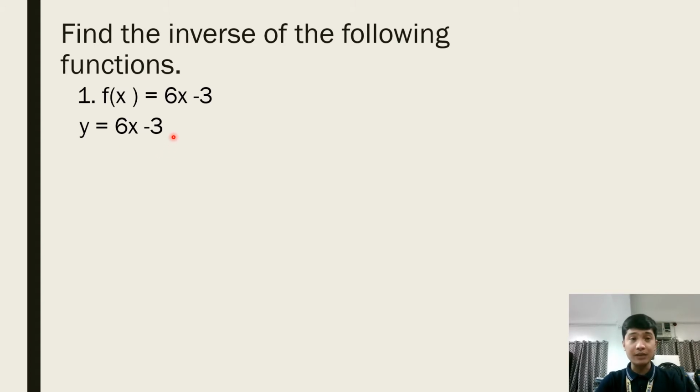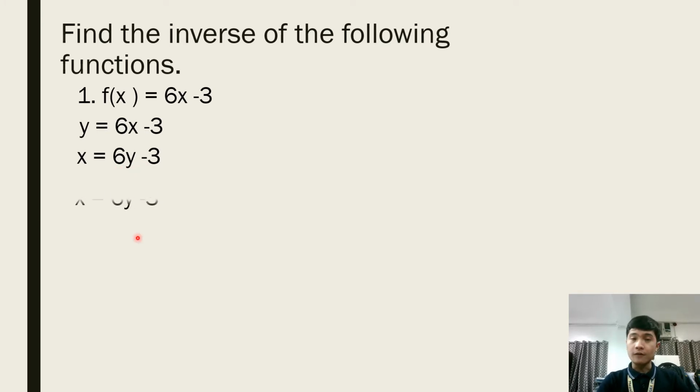Next nating step is i-interchange natin si x saka si y. So paano po yun? We have x is equal to 6y minus 3. So si x nilagay ko dun sa kaliwa, si y nilagay ko dun sa pwesto ni x kanina. Pinagpalit lang natin in layman's term. So after nating i-interchange si x saka si y, ang next nating gagawin is solve for the value of y.